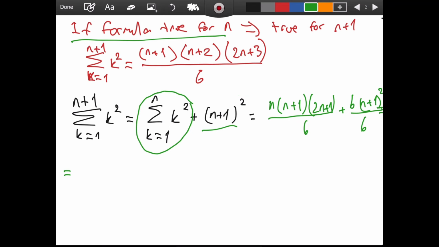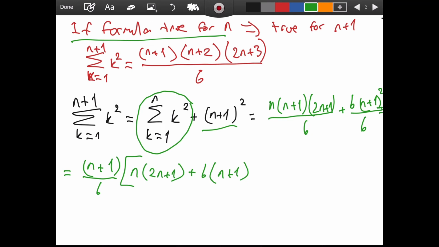So how could we do this? The way I would do it is, I would notice that we have an n plus 1 term here. So I would factor out n plus 1, because it is a common factor. And I would also take the 6 out as well. Now we have n plus 1. Then what is left in the parentheses? We have n times 2n plus 1, right? This and this. Then plus 6 times n plus 1. Notice that it isn't squared anymore because we factored out one of the n plus 1s.